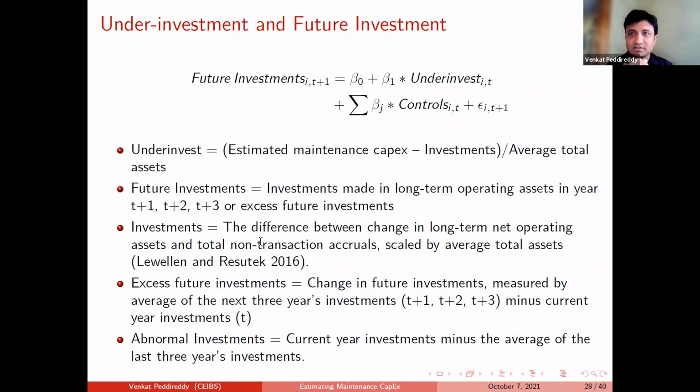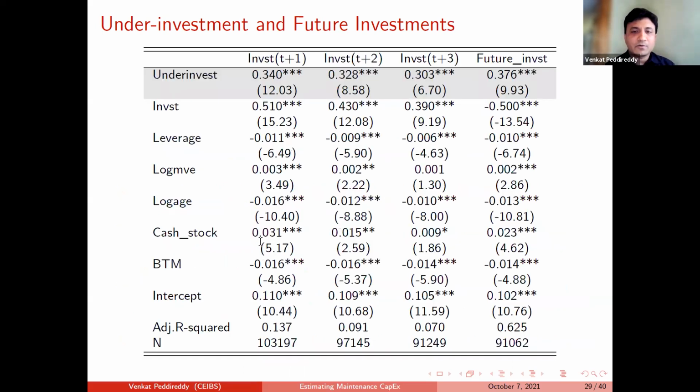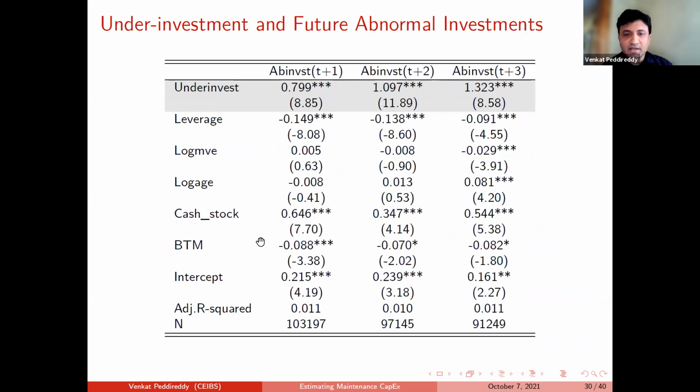So investors, if they have this information and they suddenly see a huge investment coming in the future, it'll enable them to not think about it as entirely growth capex, but also as fulfilling the maintenance needs of the past, right? So my measure of underinvestment is positively associated with future investments, the total investments as well as the abnormal investments.